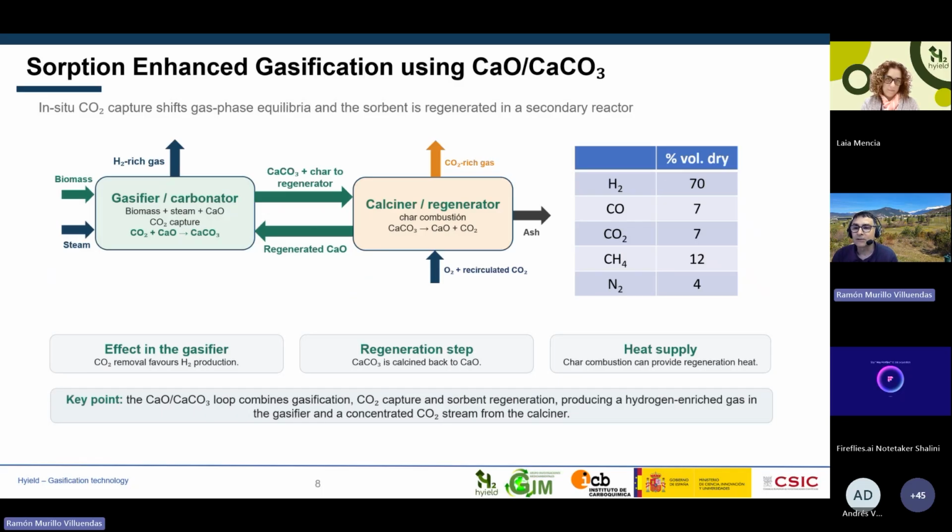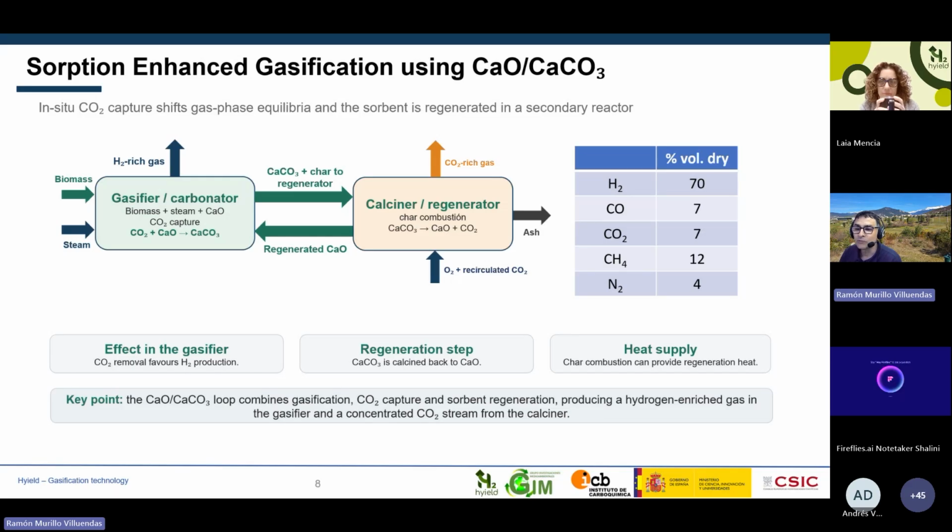This slide shows the concept of sorption-enhanced gasification, or SEG, using the calcium looping system. The process is quite similar to the indirect gasification. Well, in fact, it's a kind of indirect gasification, but now a CO2 sorbent, typically calcium oxide, is introduced directly into the gasifier together with the biomass and steam. Inside the reactor, calcium oxide captures carbon dioxide in situ through the carbonation reaction, forming calcium carbonate.